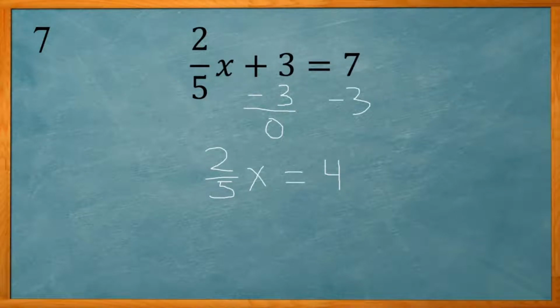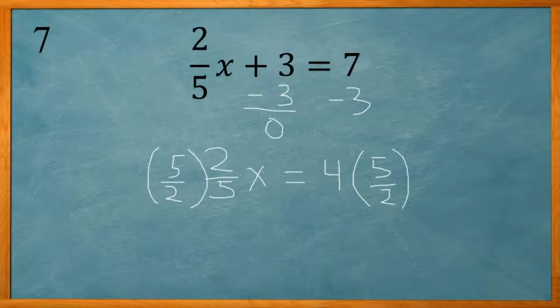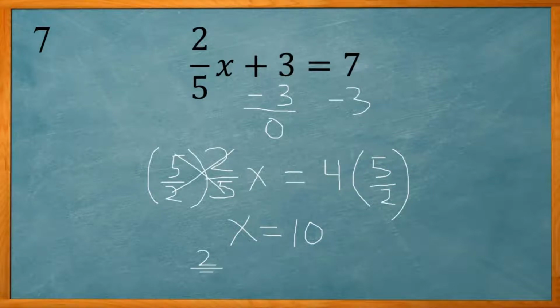Now when I have a fraction, I want to multiply by the reciprocal. So 5/2. Multiply that on both sides. That reduces down to 1x, or just x. Here I can take the 4 divided by 2, which gives you 2, and 2 times 5 gives you 10. So x equals 10. I can check by putting that value back in.